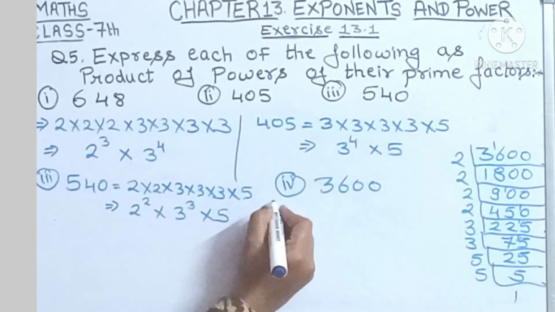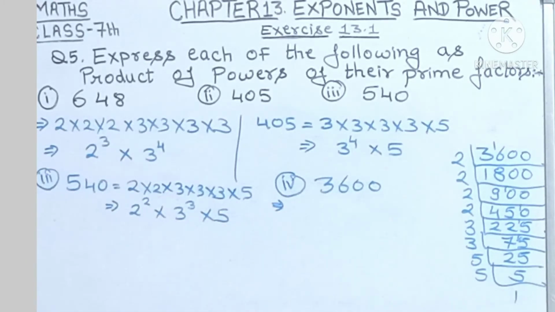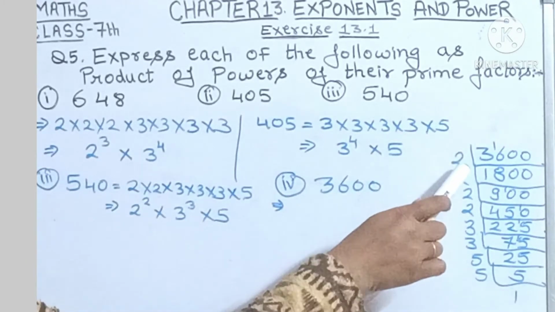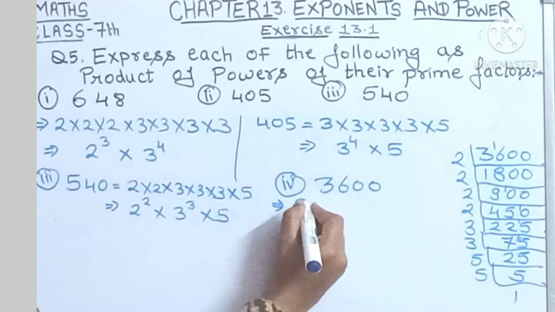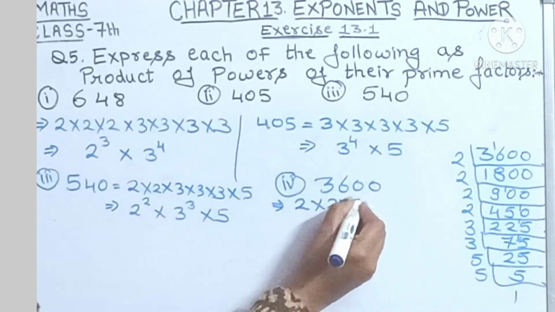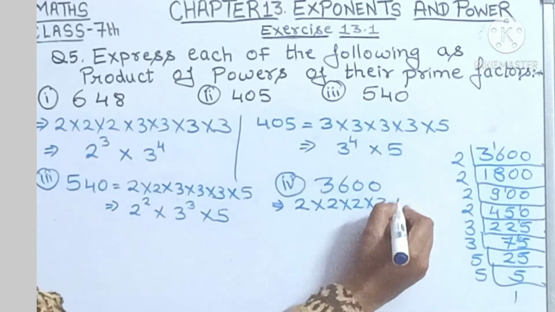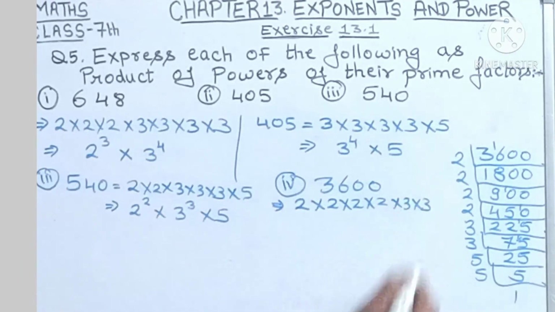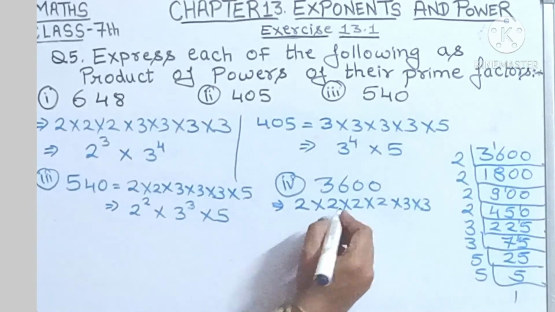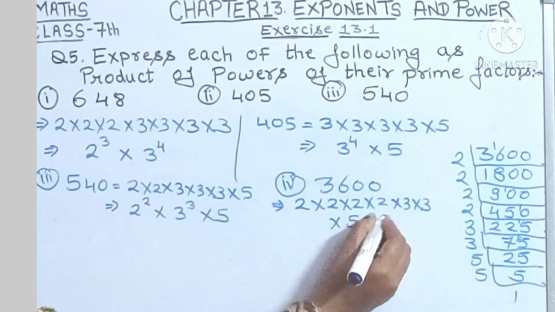Now write the answer. How many times did we get 2? Count it. 1, 2, 3 and 4. 4 times 2. And how many times did we get 3? 2 times, 3 into 3. And how many times did we get 5? 2 times, 5 into 5.